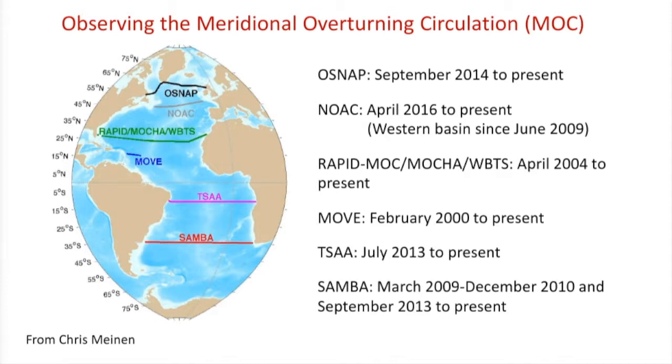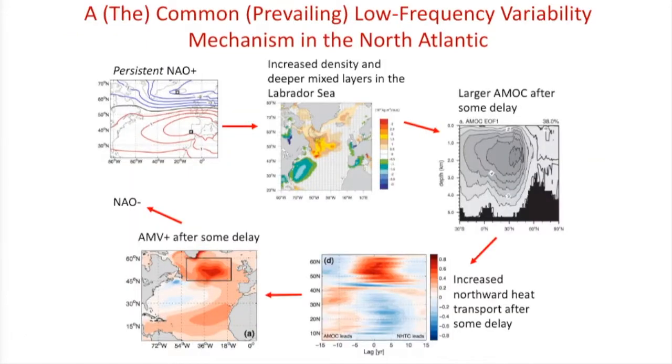I wanted to show you one emerging science question, and before I get to that, I just wanted to give you a very brief summary of, in my view, a common low-frequency variability mechanism in the North Atlantic. The reason I'm doing this is that I wanted to put the science in the context of this variability mechanism. So, starting with a persistent positive NAO phase, and these are plots from some model simulations, after a relatively short delay, the models tend to show increased density and deeper mixed layers in the Labrador Sea region.